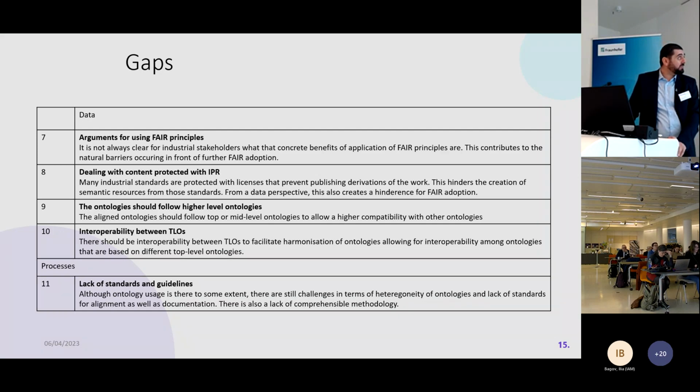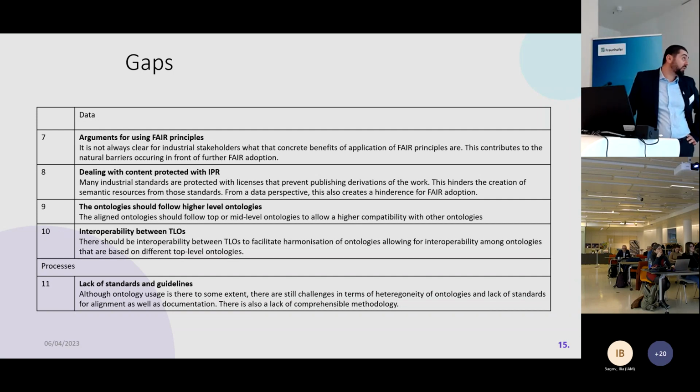IPR is another gap regarding the protection of the industrials' IPR. They have some worries regarding this. The other gap is that ontologies should follow a higher-level ontology, the alignment with top and mid-level. This is a big gap regarding industrial applications.